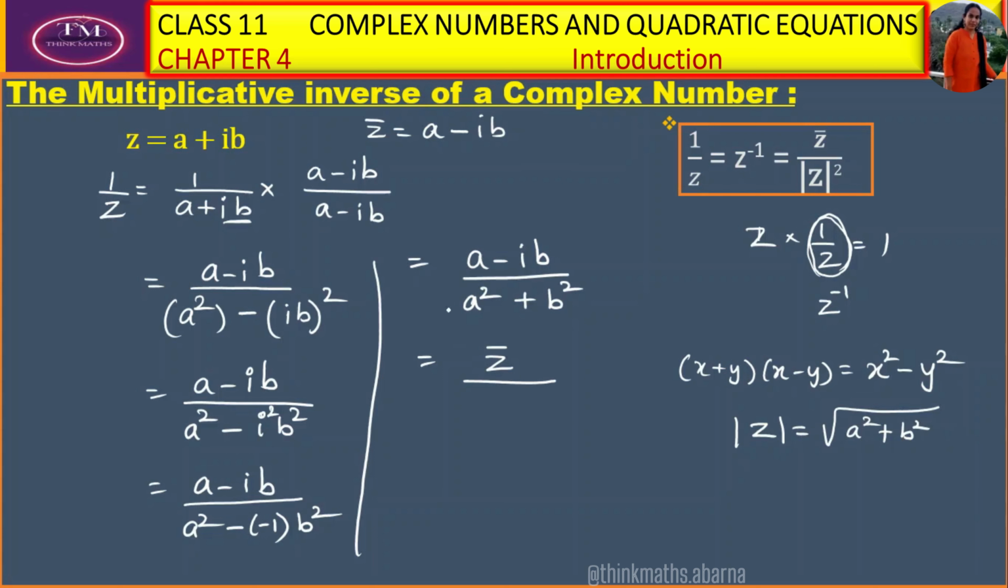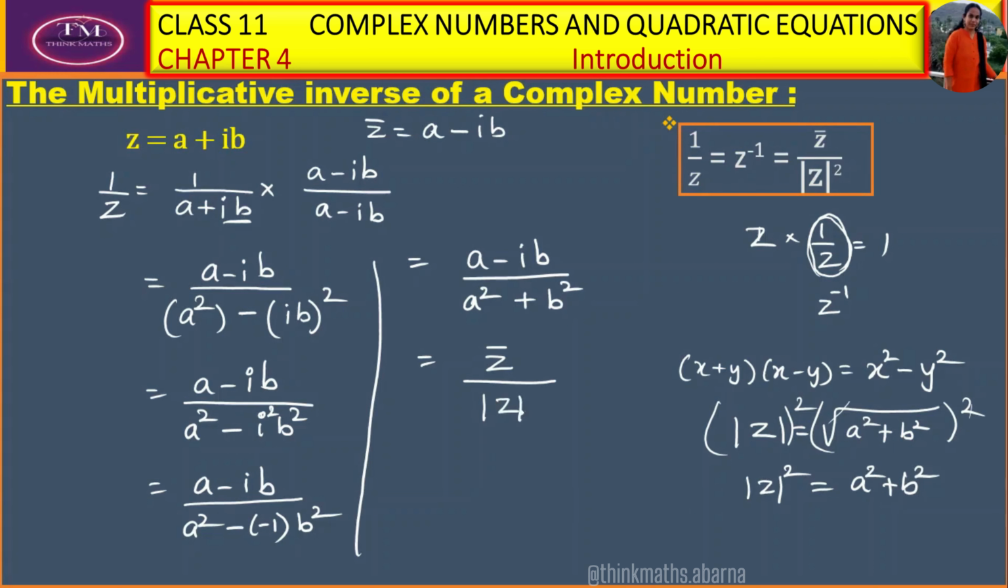We all know that modulus z is nothing but square root of a square plus b square. Here you don't have the root, so just square on both sides. If you square on both sides, the square root and power 2 get cancelled. So modulus z whole square will be equal to a square plus b square. So instead of a square plus b square, you can write modulus z whole square.